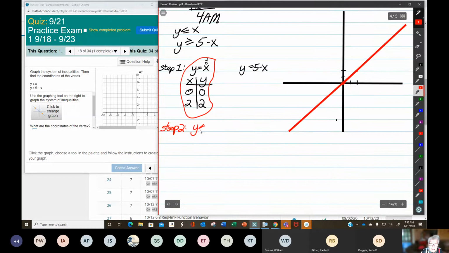So y is less than or equal to x. Normally I would choose 0, 0 as my test point, but hey, 0, 0 is on the line. You can't choose a point for your test point on the line. So why don't I choose this convenient point right here as my test point for the red line? And this point is 2, 0.